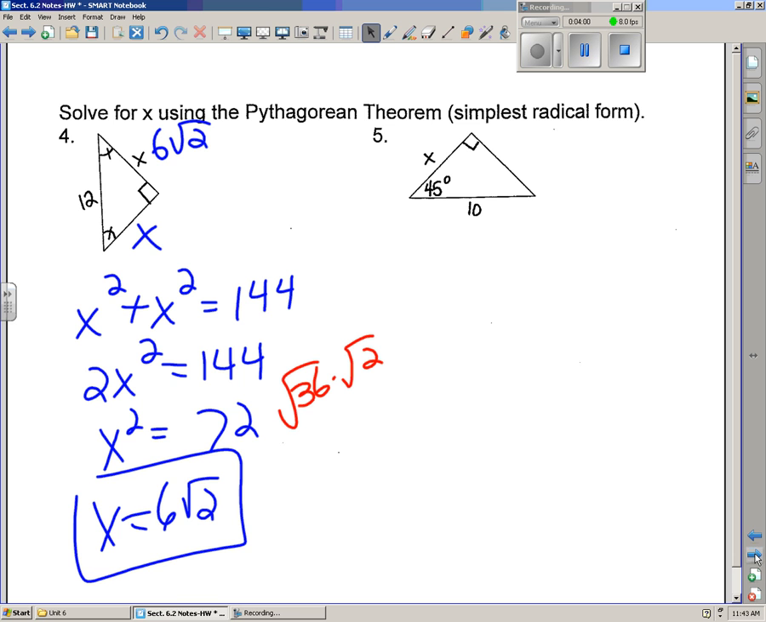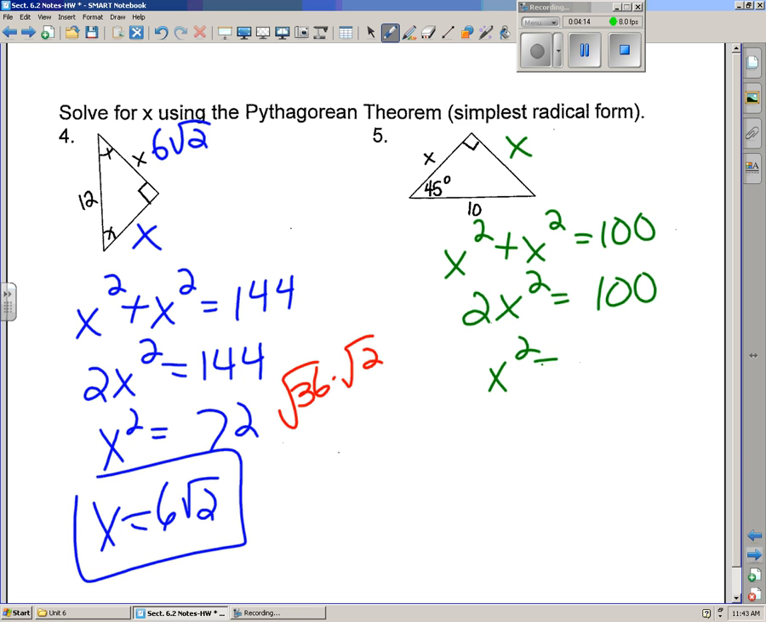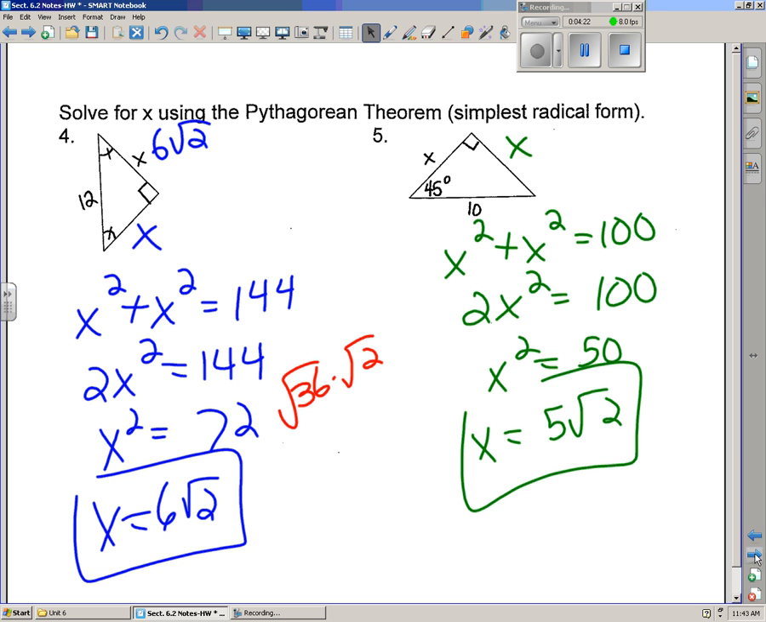When I take a look at 5, if I call this one leg x, this leg has to be x, and I'll do it again. X squared plus x squared equals 10 squared, which is 100. 2x squared equals 100. Divide both sides by 2. X squared equals 50. Simplest radical form, x equals 5 rad 2.